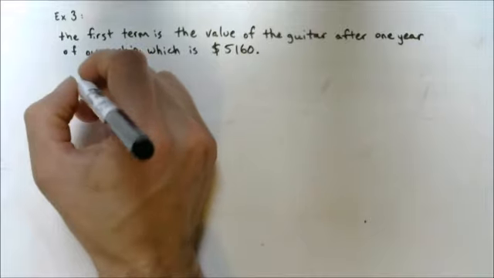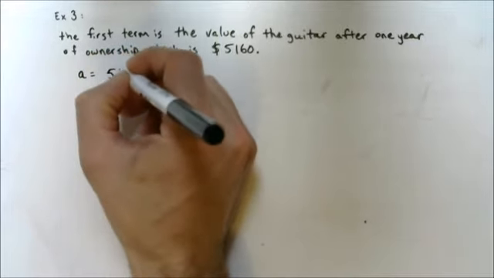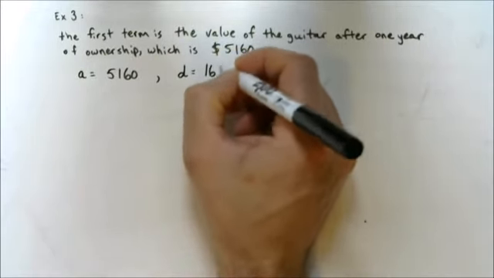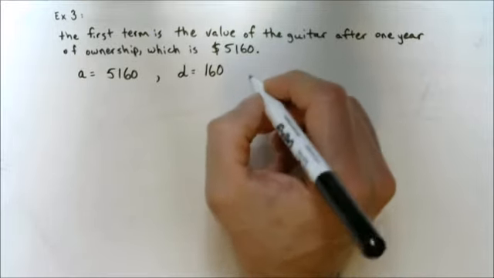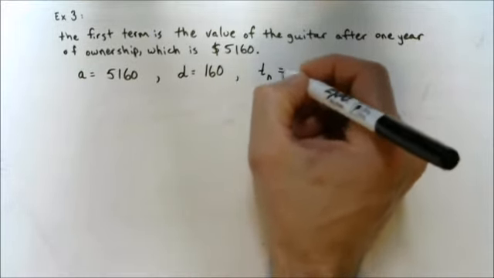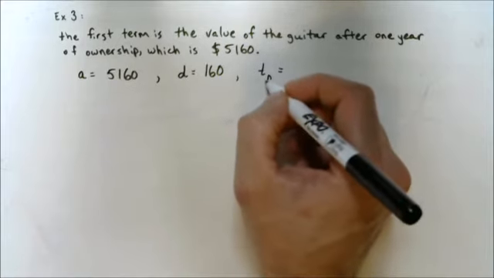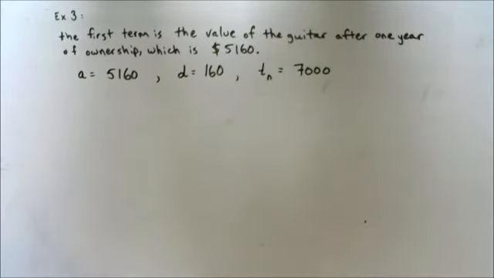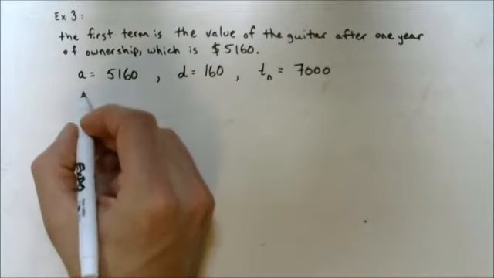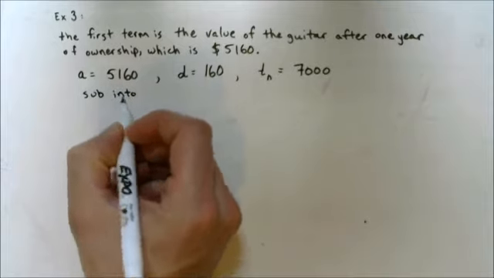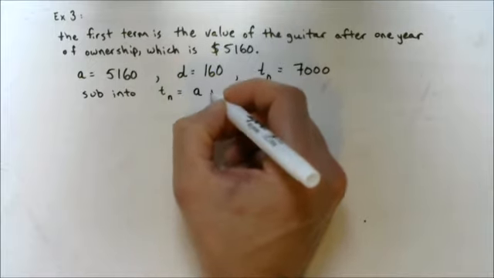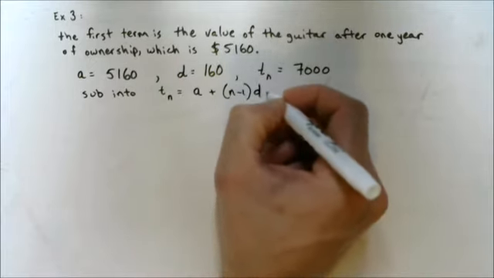$5,160. So we know the value of a, $5,160. We know the value of d, it's increasing by $160 per year. And in this case, we know the last term of the sequence, or the value of the guitar that we are interested in after n years, $7,000. But we don't know what n is. What we're going to do is we're going to take this information and sub into our general equation, which is T sub n equals a plus n minus 1 d.